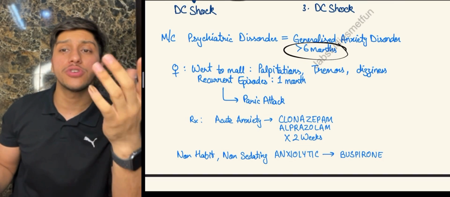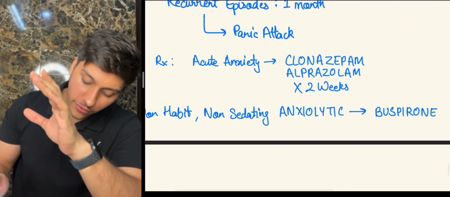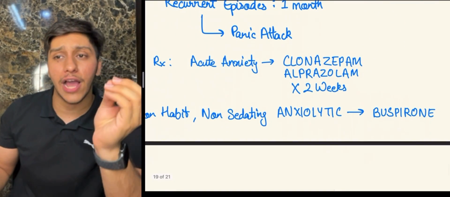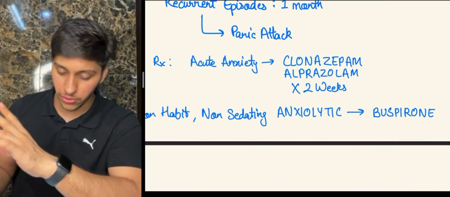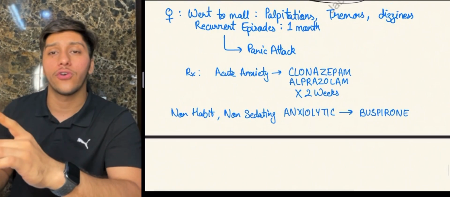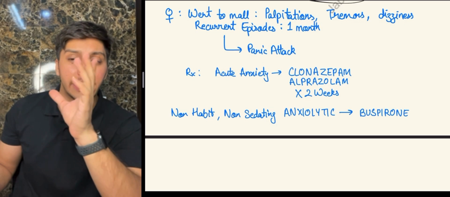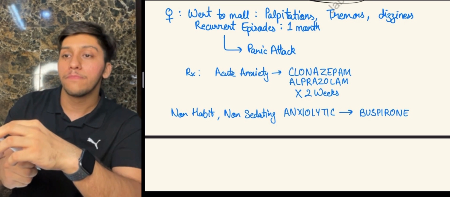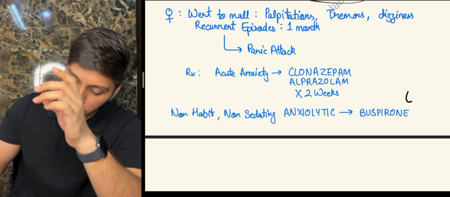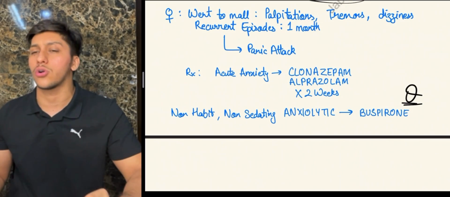In case of management of acute anxiety, guys, you're going to give clonazepam, you're going to give alprazolam for a dose of 2 weeks. Okay, and in case of a non-habit forming, non-sedative anxiolytic drug, that is going to be your buspirone. Okay, these are also PYQs asked with respect to psychiatric as well as pharmacological questions.